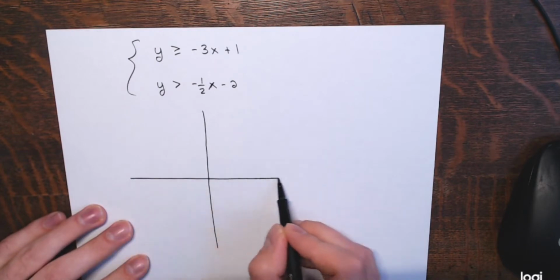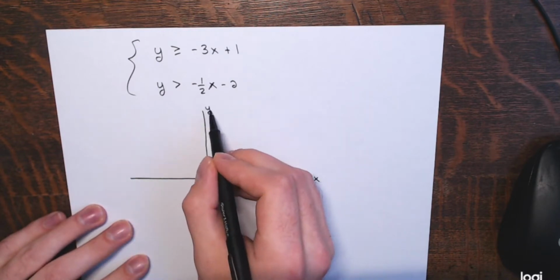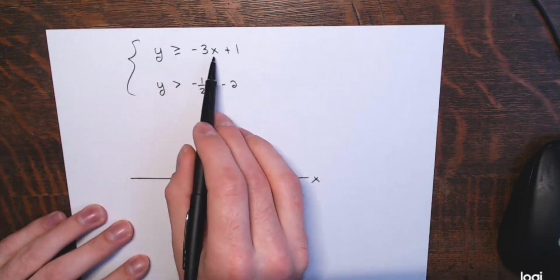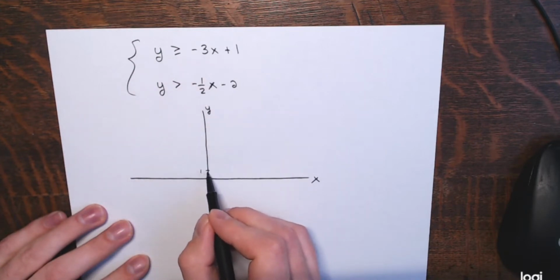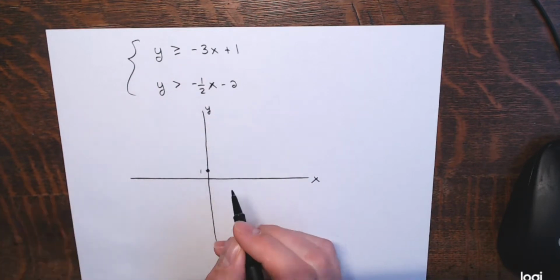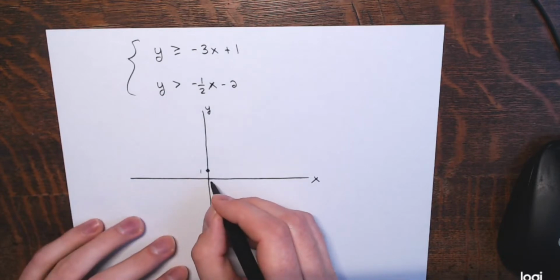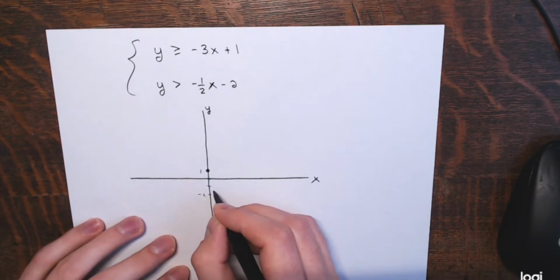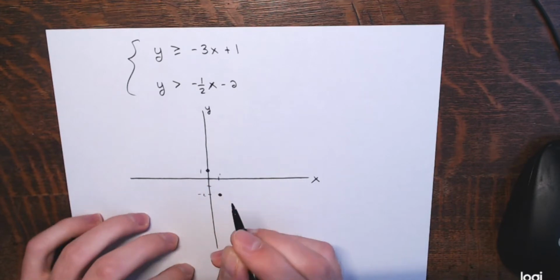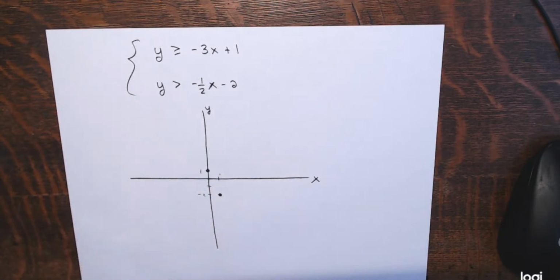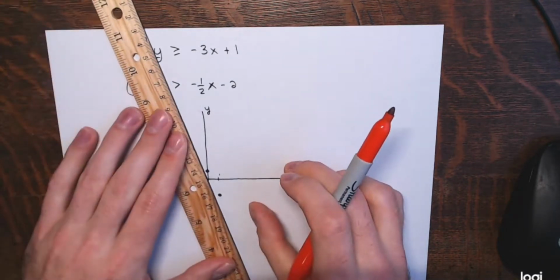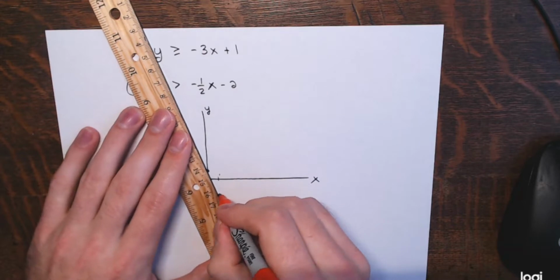Now the first one has a y equals negative 3x plus 1 boundary line, so it has a y-intercept of 0, 1, and a slope of negative 3, so I'd go down 3, and then right 1, so 1, negative 2 would be on that. And I'll do it in this orangish color. But this one's going to be solid. Nice solid line here.